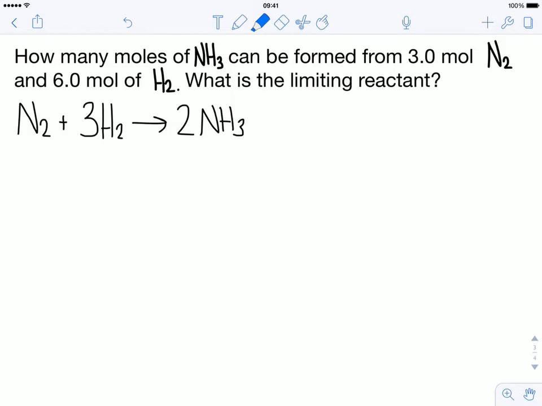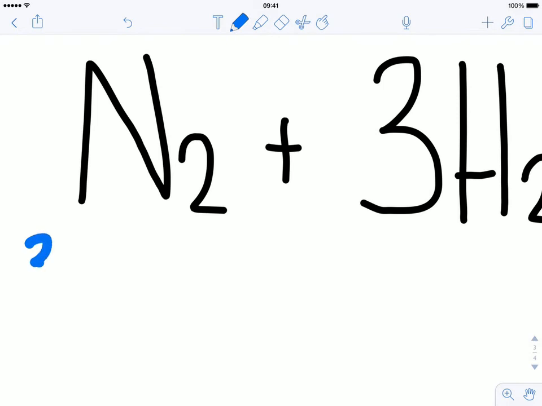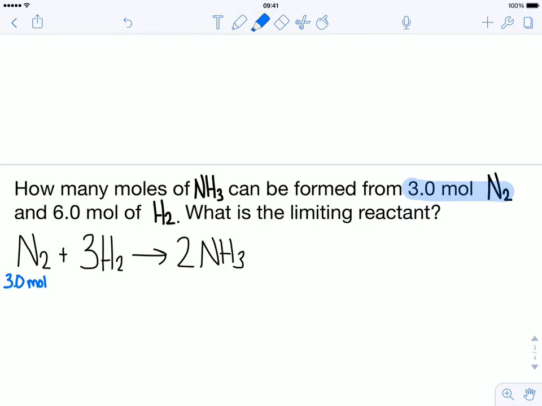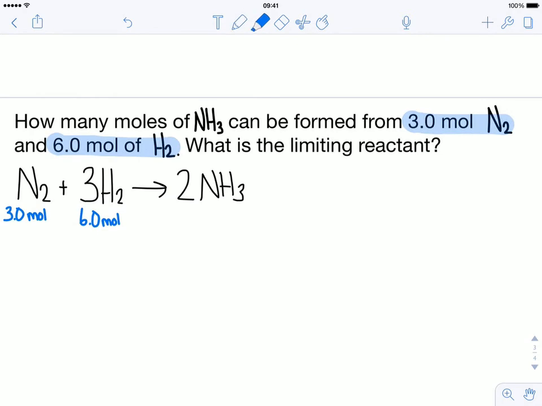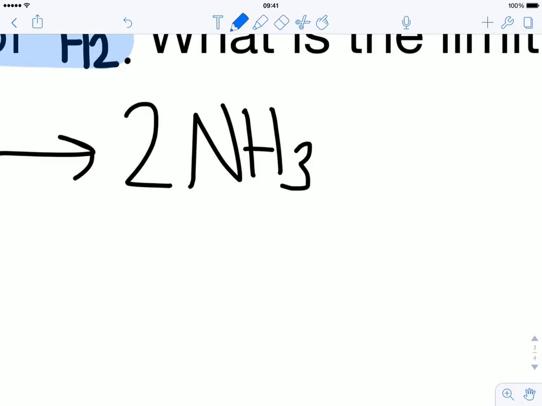So the first thing I see in the problem here is that we're told that there are 3 moles of N2. So I'm going to go ahead and write this underneath the equation. So 3.0 moles of N2. Now we're also told that we have 6 moles of H2. So I'm going to write that under the H2, 6.0 moles. Now the question here says, how many moles of NH3 can be formed? So that tells me that we are looking for an amount of moles of NH3. So I'm going to put a question mark and put moles to let me know I'm looking for how many moles of this substance.